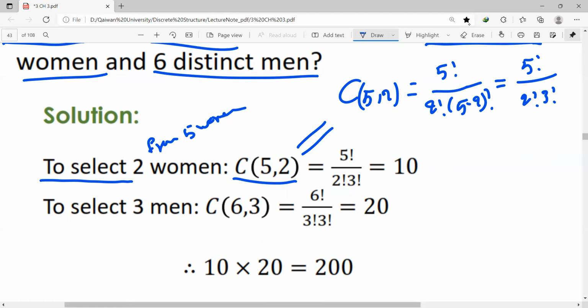Just expand the factorial so you get that the result is 10. That means if we want to select 2 women from 5 women, we can do it in 10 ways.